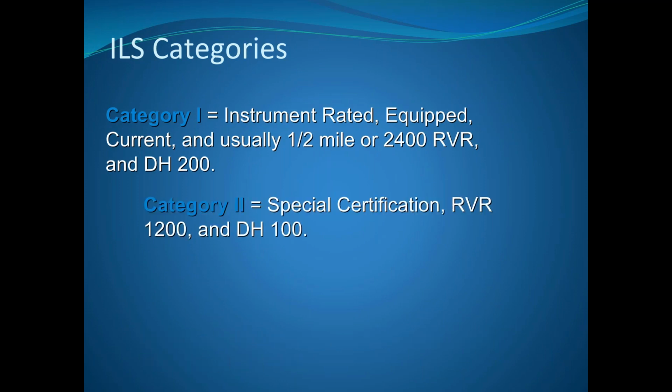All right, so a category 2 requires that you receive a special certification. So you have to be approved by the FAA to operate category 2 approaches. Typically, you're going to see RVR of 1,200 feet and a decision height of 100. So it basically takes our category 1 minimums and cuts them in half. We're at SkyWest, we're allowed to use category 2 approaches. We're certified for it.